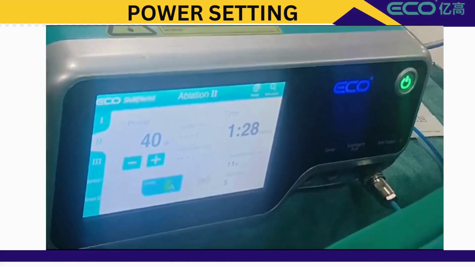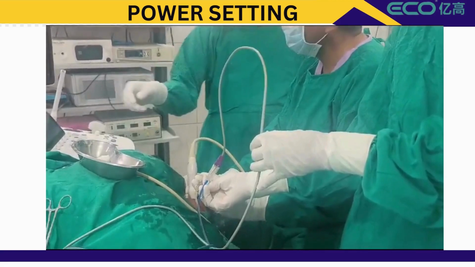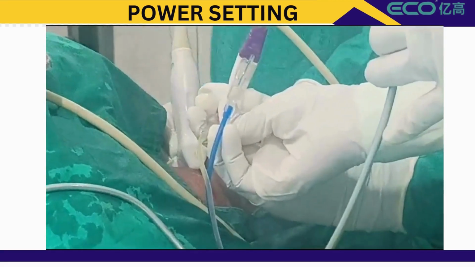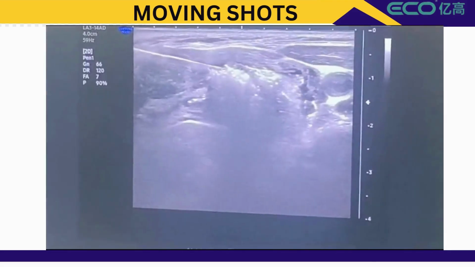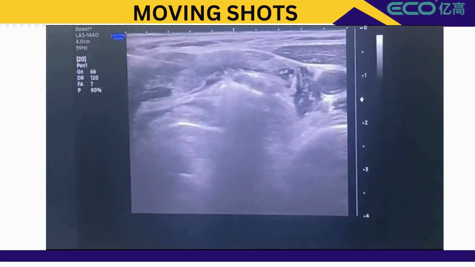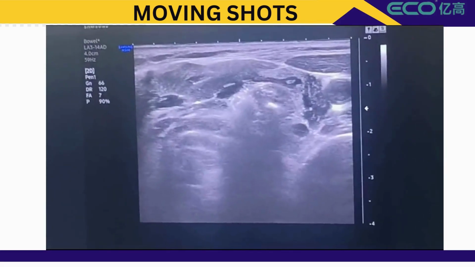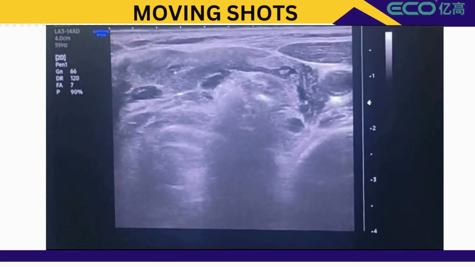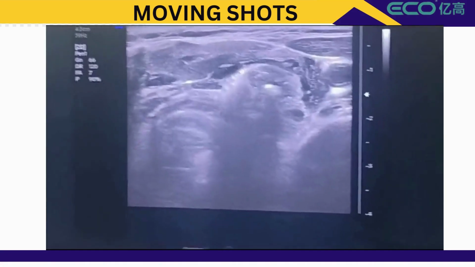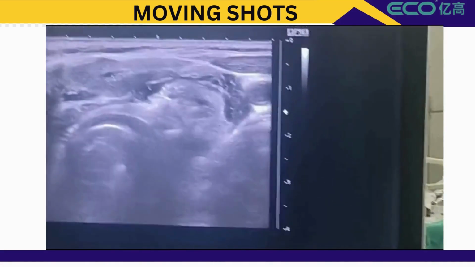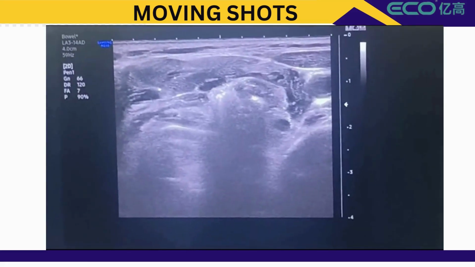After the cystic nodule is ablated completely, then you plan for aspiration. After ablation, you plan the ablation with the moving shot technique, what we call 10 seconds, 10 seconds, 10 seconds, multiple shots, ablating layer by layer with the moving shot technique.